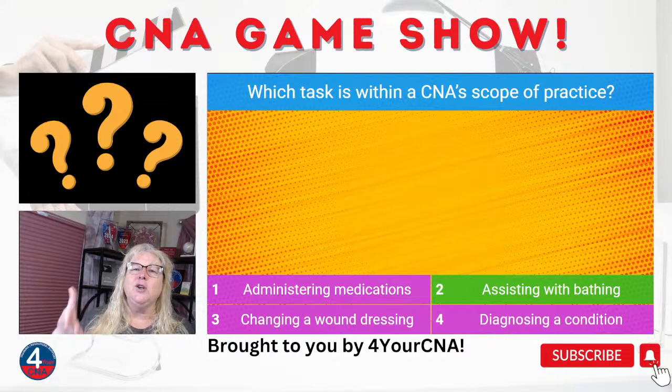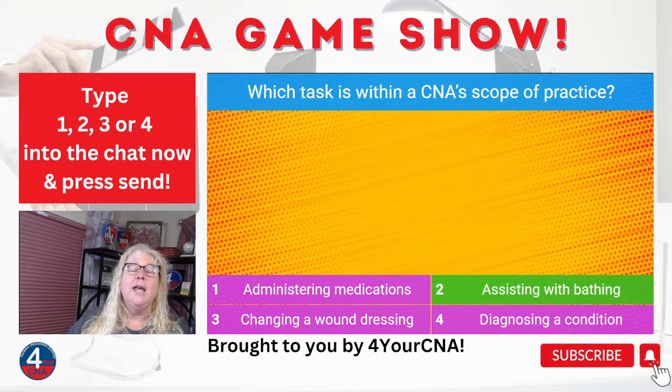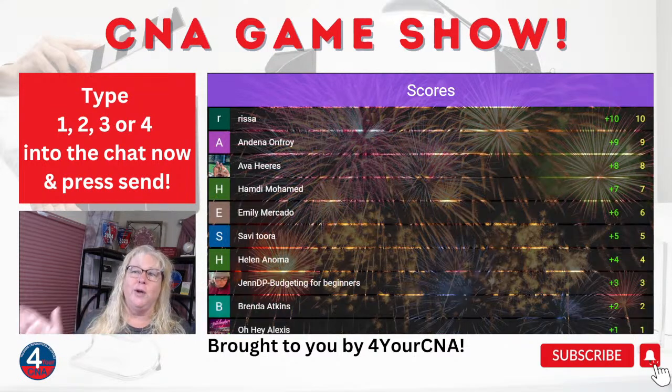So remember, that is our scope of practice. If it's not a routine task, if it's not a stable patient, if judgment is going to be required, if you're going to have to make decisions, if you haven't been trained, and if it's not on the care plan, then it is not in your scope of practice. If you can remember those things, it makes it really easy to figure out whether this is an appropriate task or not.